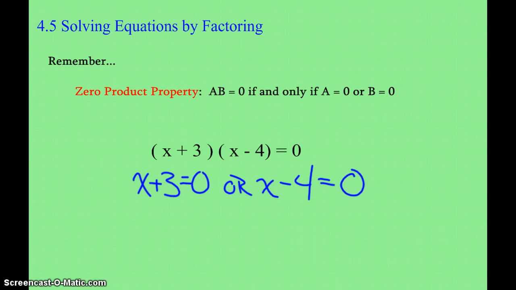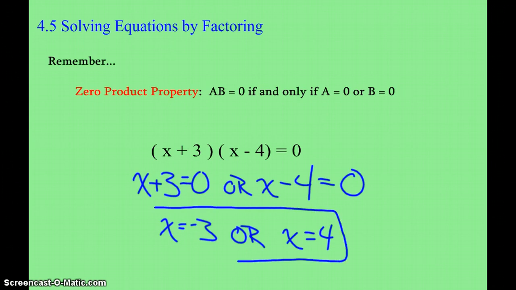And then it's a very simple process here where we would subtract 3 and we get x equals negative 3. Or on the other hand, we could say this other factor, x minus 4 equals 0, add 4 and you would get your solution there, x equals 4. Okay. So that would be the answer for the equation we have listed there.